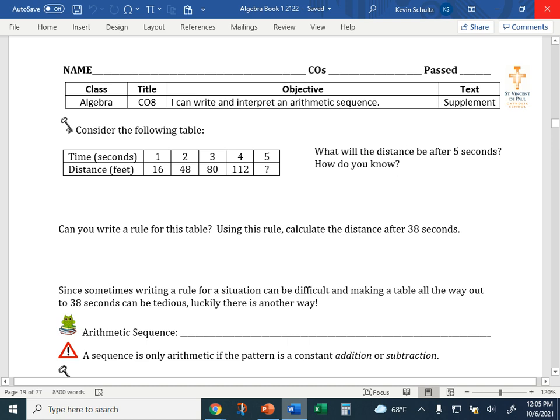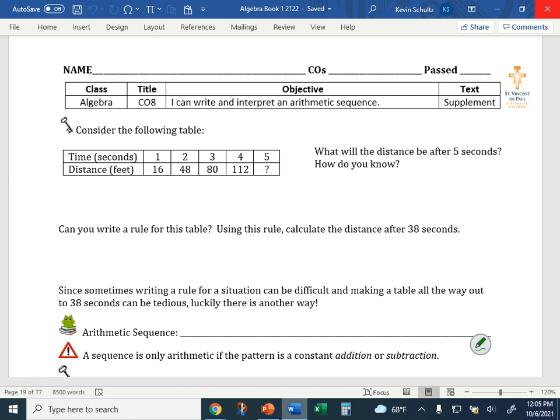Everyone, good day. Algebra, we are at our last objective of our unit, talking about an arithmetic sequence, which kind of goes along with other things we've been talking about with equations. It ties the math packet with that pattern block page. But you were given the task here of a table with time related to distance. What will the distance be after 5 seconds? And if you answer this, be prepared to explain how you found it.